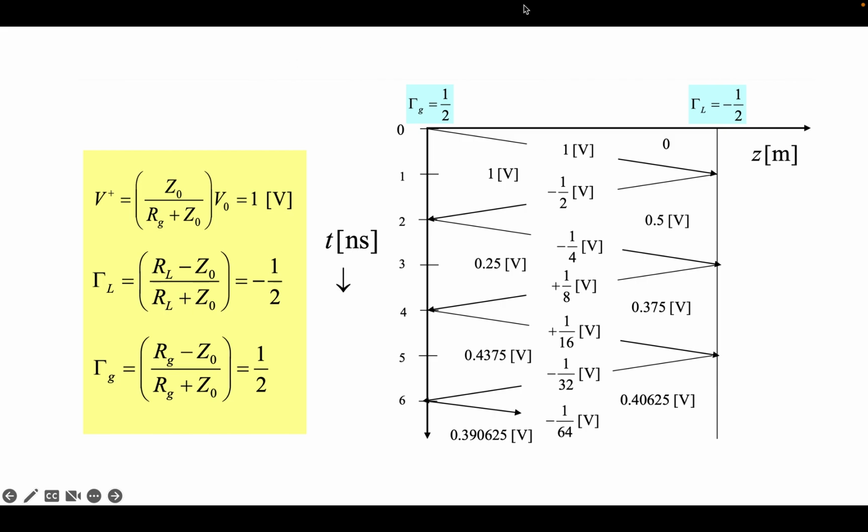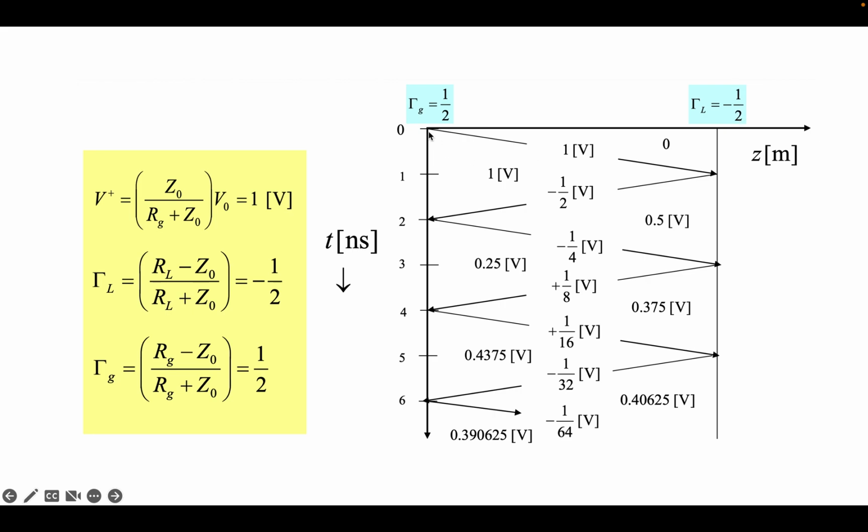First of all, you need the reflection coefficient at the end point and the reflection coefficient at the starting point, and then you can keep multiplying them, right? So the reflection coefficient at the load will be RL minus Z naught upon RL plus Z naught. If I calculate this by putting in the values, I will get tau L is equal to minus half. Similarly I can calculate the reflection coefficient at the starting point, which will be half. So I can write here tau g is equal to half and tau L is equal to minus half.